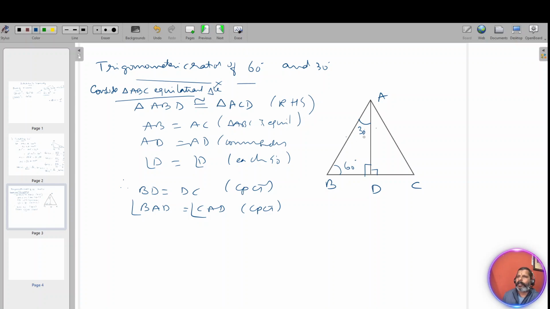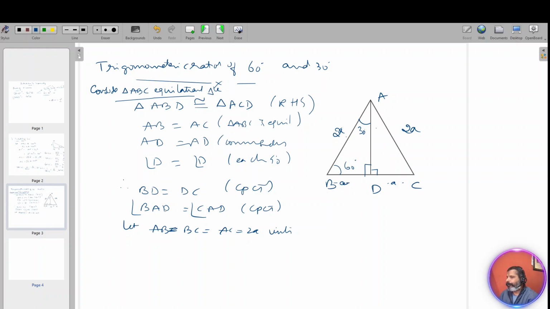Okay, this part is not required for finding the 30 and 60 trigonometric ratio values. I just informed you about the congruency, and that is needed to get the angle A as 30 and BD and DC as equal. So since it's an equilateral triangle, we will say let AB equal to BC equal to AC is equal to 2a units. Means this is 2a, this is 2a. Then how much does this become? a and a, right? BD and DC.